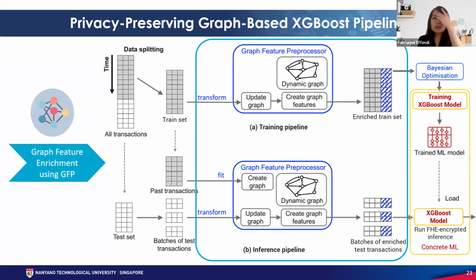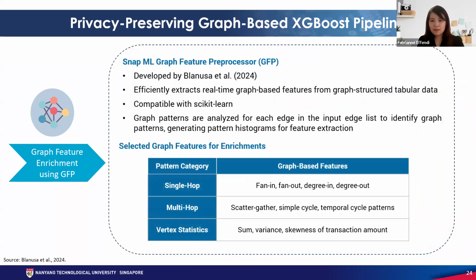Now, after data splitting, we employ the SnapML graph feature preprocessor to enhance the dataset with graph-based features. Developed by Lanusa et al., the GFP, this graph feature preprocessor, efficiently extracts real-time features from graph-structured tabular data and is compatible with scikit-learn. What it does is analyze graph patterns for each edge in the input edge list, generating pattern histograms for feature extraction.